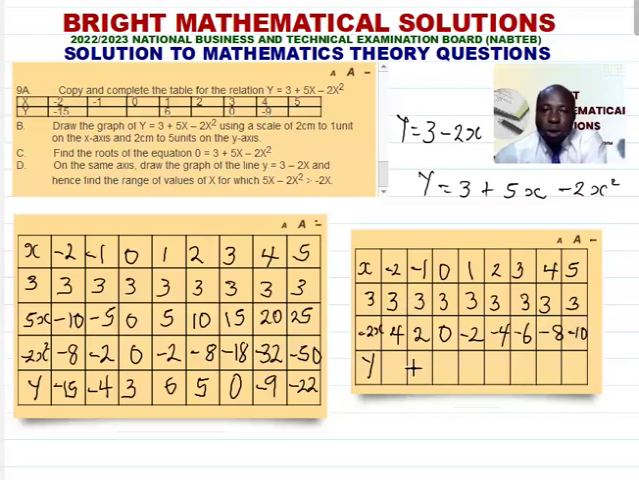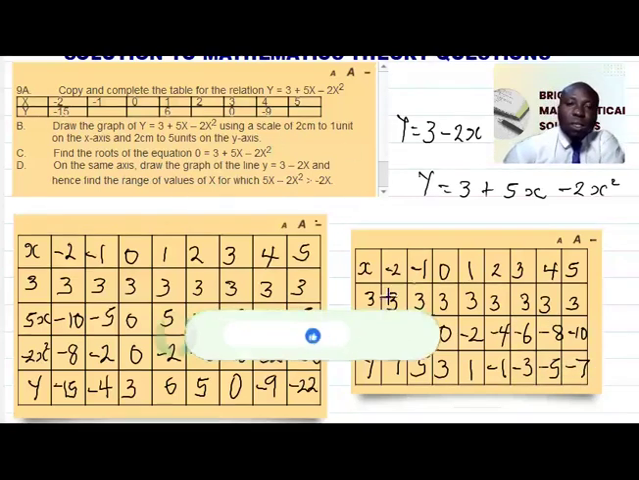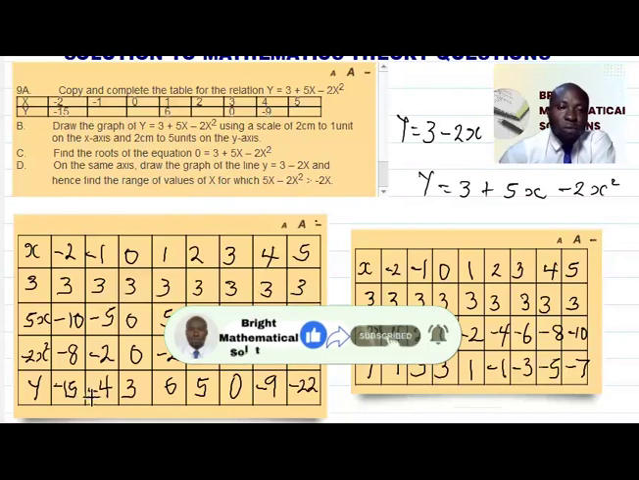So from here we're going to add together. 3 plus 4 gives us 7. 3 plus 2, this is 5. 3 plus 0, this is 3. 3 minus 2, that's 1. 3 minus 4, minus 1. 3 minus 6, minus 3. 3 minus 8, minus 5. And 3 minus 10, that is minus 7. So these are the values for x and the values for y that we are taking to our graph.